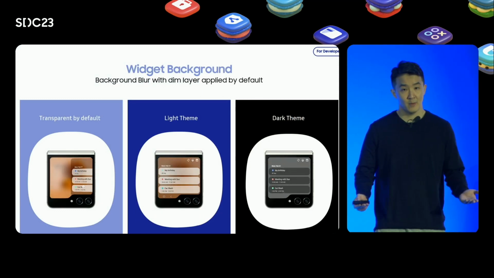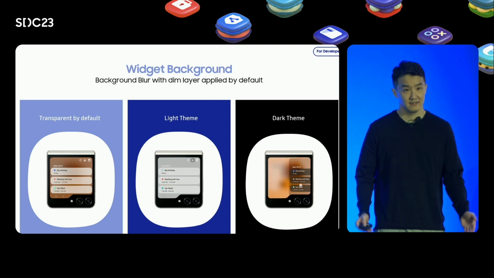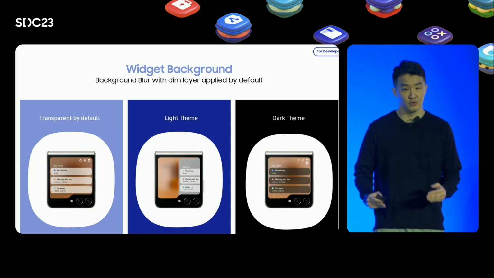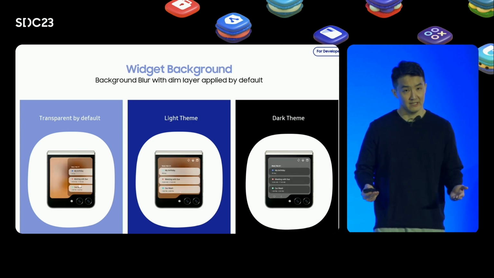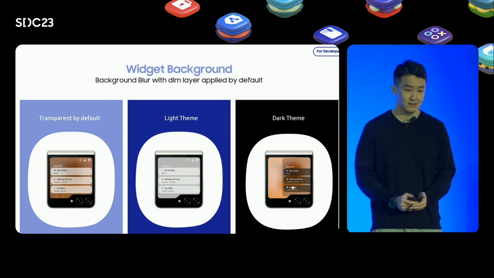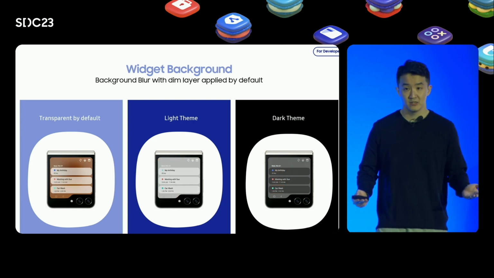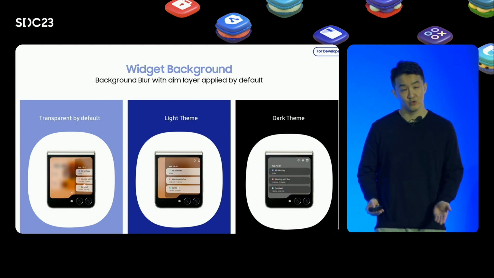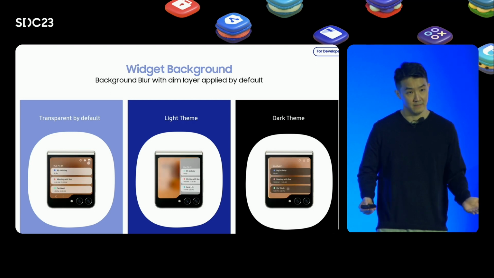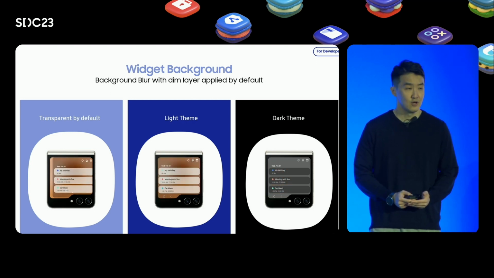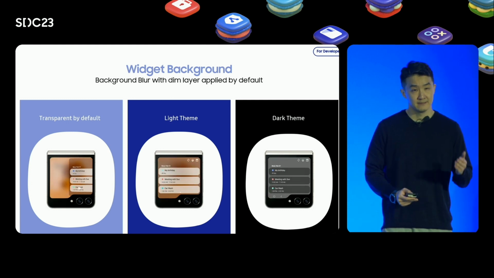Lastly, you can apply various background to a widget. If you set the background of a widget transparently, the background is displayed with blur applied. Of course, you can set the specific color to background of a widget and update the color according to dark or light theme. And we operate the booth with small code lab.